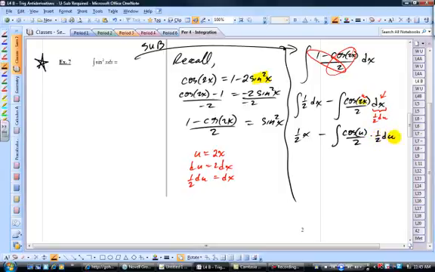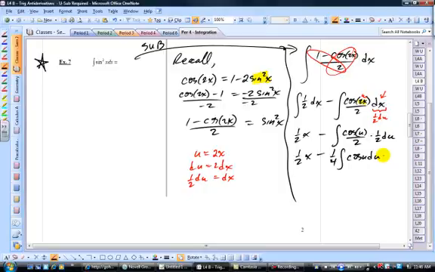I'm not skipping any steps because I want you to see something here. Who sees 1/2 times 1/2 in the integral there? What's 1/2 times 1/2? So bring the 1/4 out of the integral. You get 1/2 x here minus 1/4 of the integral of cosine u du. Now that you can integrate.